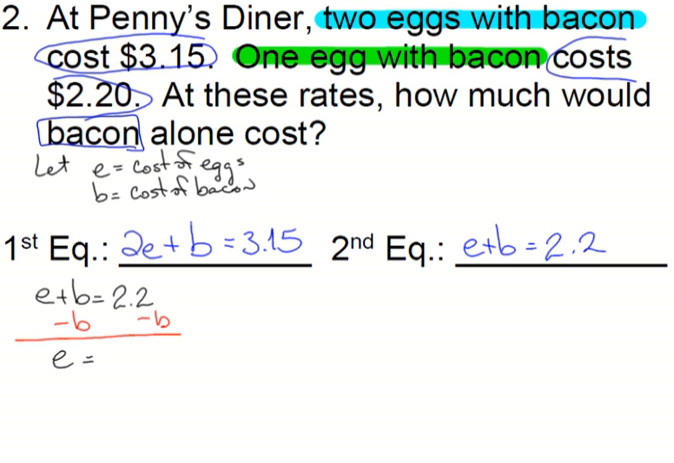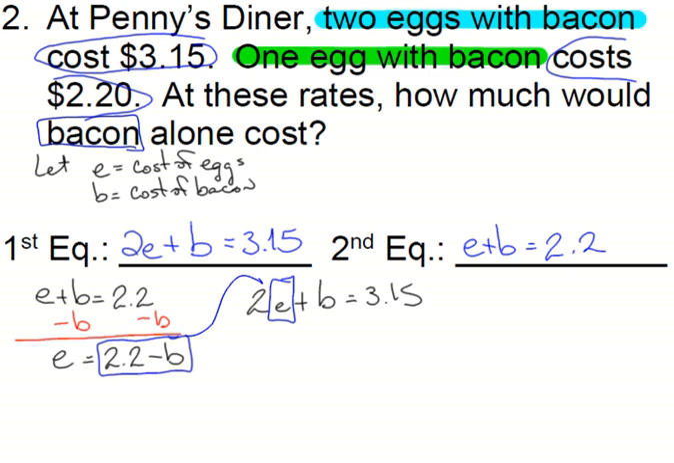I see that E is equal to 2.2 minus B. Now looking at my other equation, I have 2E plus B is equal to 3.15. I'm now going to take this part here I just solved and replace my E with that. So I'm going to have 2 times 2.2 minus B. I still have my plus B is equal to 3.15.